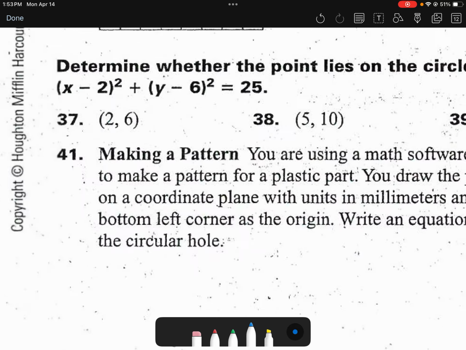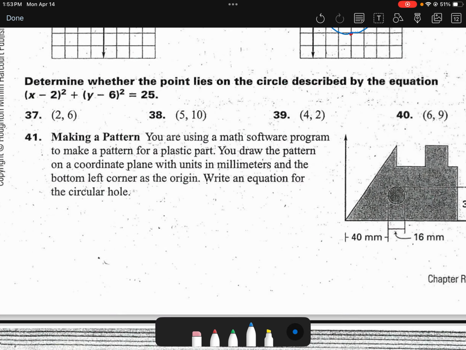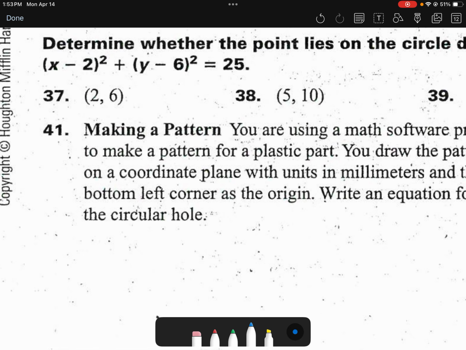Okay, next section down. Determine whether the point lies on the circle described by the equation. So we have this equation. Does this x, y ordered pair live on the circle? Well, if it satisfies the equation, then yes. Let's plug in here. In for x, you put 2. In for y, you put 6. 2 minus 2 is 0. You square that, you get 0. 6 minus 6 is 0. Square that, you get 0. 0 plus 0 equals 25. True or false? No good. Okay, that point is not on the circle.